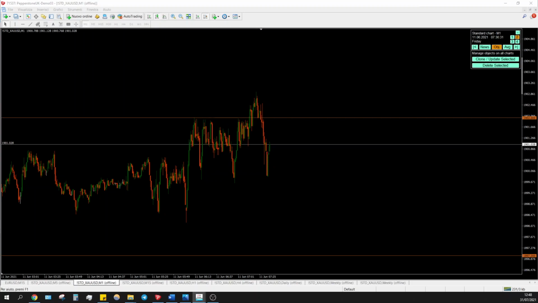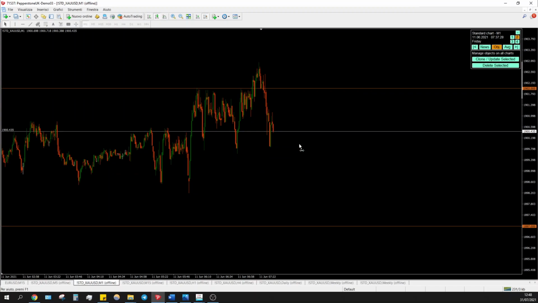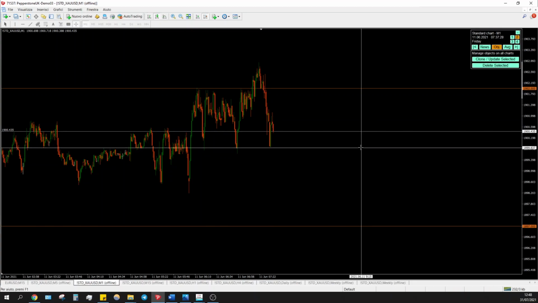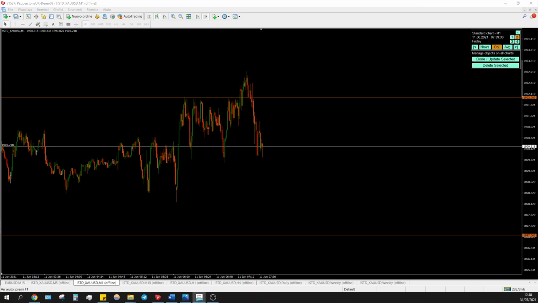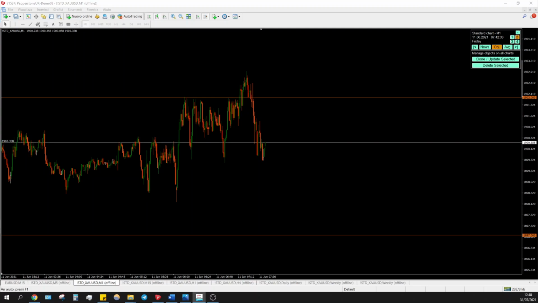Okay, let's see if we have a pullback. Looks like it's very short. We can now consider if we have the price action to enter at the lows, at the break of this bottom of the order block. Looks like we have a deeper pullback.